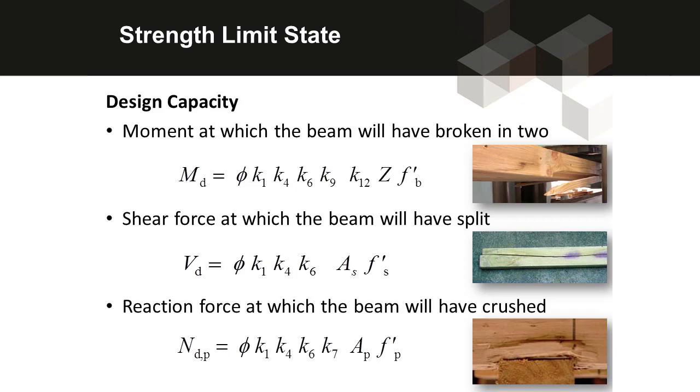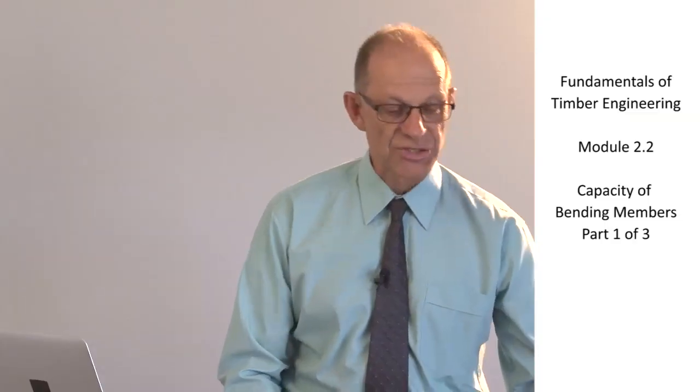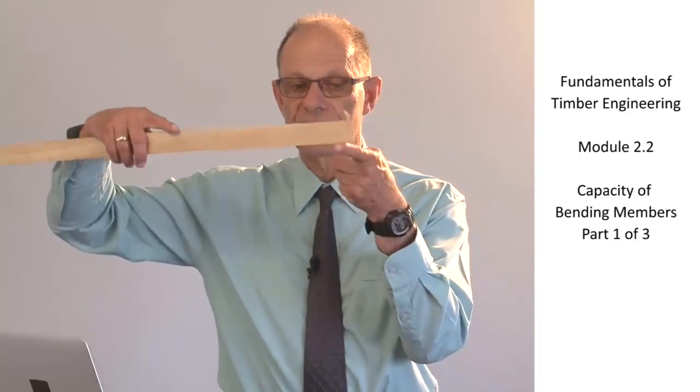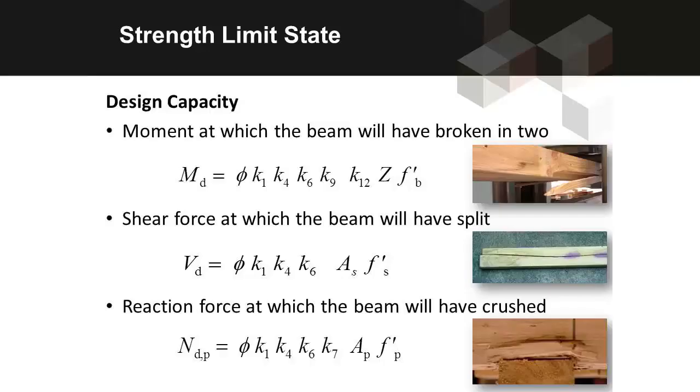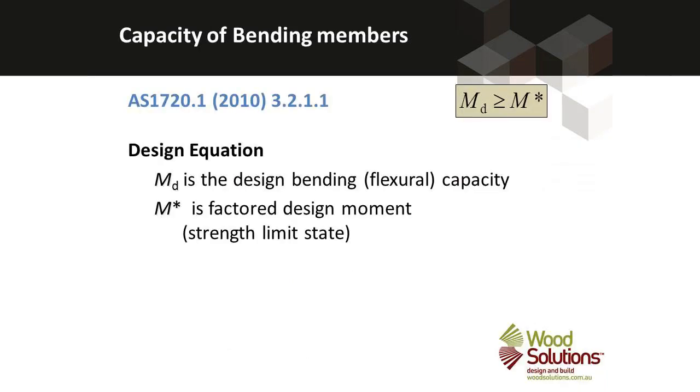And finally, there is the bearing failure. Bearing failure is going to be crushing of the timber member over the top of a bearing or underneath a point load. So in those cases, exceeding the bearing capacity is going to lead to local crushing of the timber fibres. All three of those equations have a commonality. There's a capacity factor, some modification factors, and at the right-hand end of the equation is the notional capacity of the timber element.